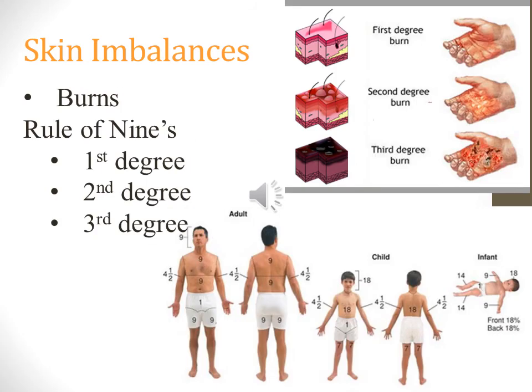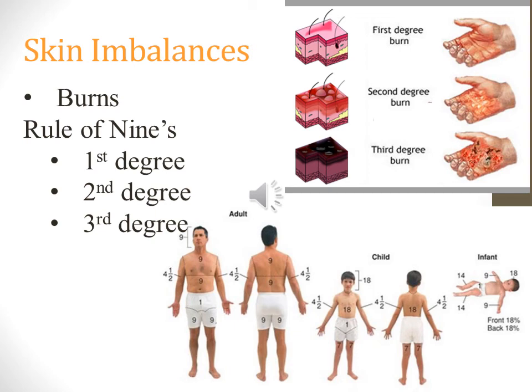Now I have burns listed as a skin imbalance because there is a lot that is going on when you're dealing with burns, and we have a couple things to talk about. The first thing I'm going to talk about is the rule of 9s, and you can see the picture at the bottom there. The rule of 9s has to do with 11 areas, each comprising 9% of the body, and then the last 1% is for the genitals.